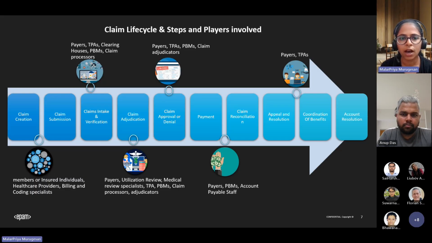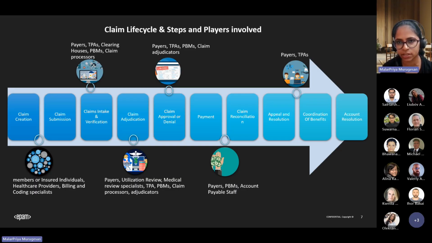And finally, appeal and resolution. Mostly clearing houses will be there who will take care of all this appeal and resolution. But sometimes payers themselves will have a separate unit to take care of appeal and resolution. And coordination of benefits. Coordination of benefits is not always the final stage. I just put it in the final point to talk about it specifically.